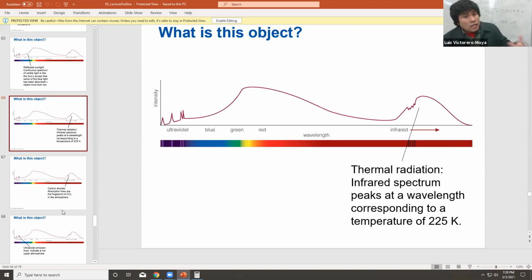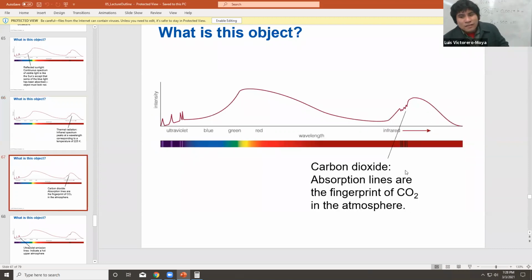And also other elements that are in the upper atmosphere, the corona of the sun, mostly. But still, we can tell that by analyzing the spectrum of the sun. The same we can do with other stars. Now, we can also do that with planets. Look at this: carbon dioxide. Where would you expect to find carbon dioxide, guys?